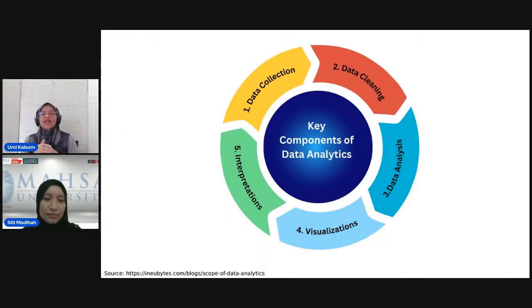Next, we go to the key components of data analytics. Here, I list out 5 components. First, we have data collection. As I've mentioned just now, we have multimodal equipment in hospital. For example, we have data coming from imaging, and we can have data coming from a wearable device. All of this equipment will collect the data and store it in a database.